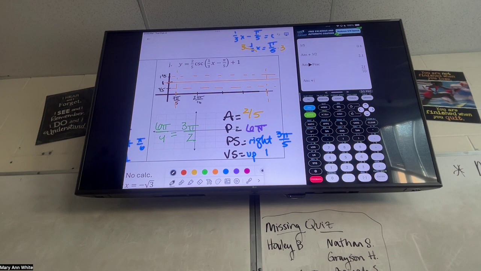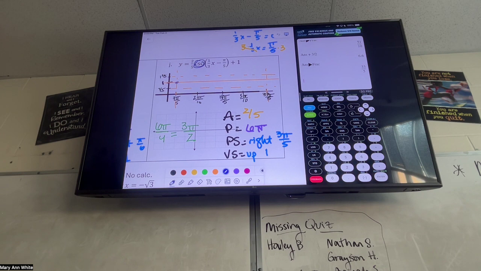1 pi over 10 plus 3 halves. 18 pi over 5 plus 3 halves. 51 pi over 10 plus 3 halves, last one. 33 pi over 5. This one is cosecant, so that means that we're doing our sine graph.